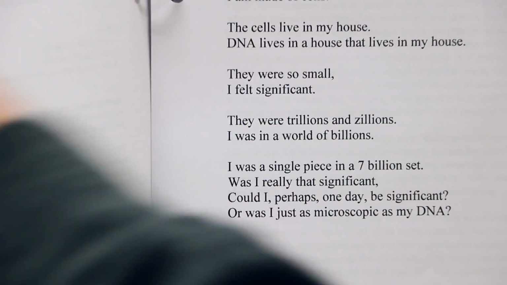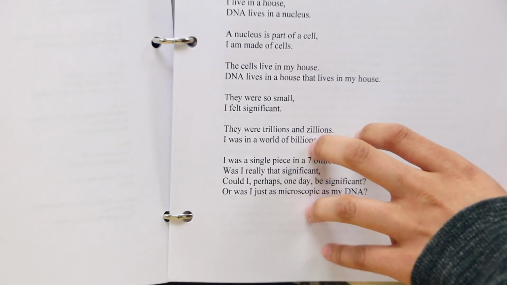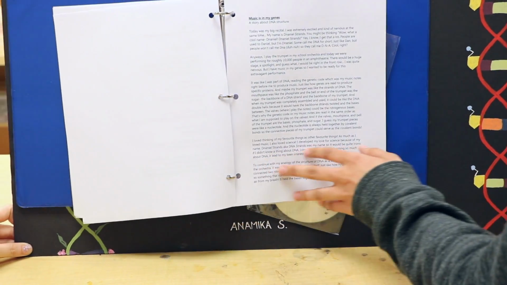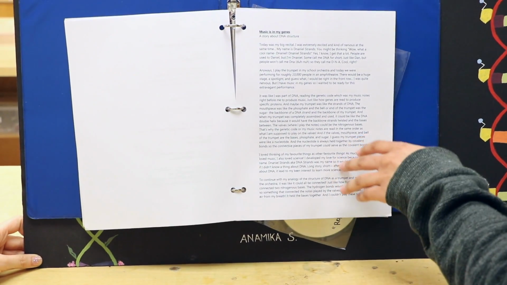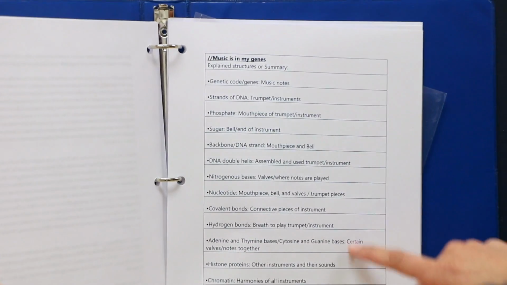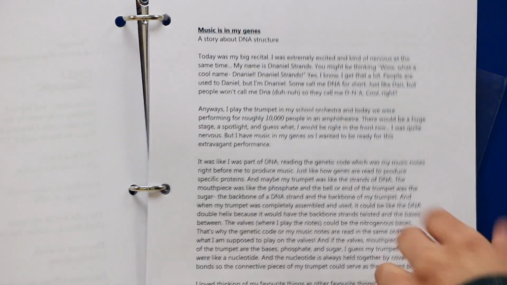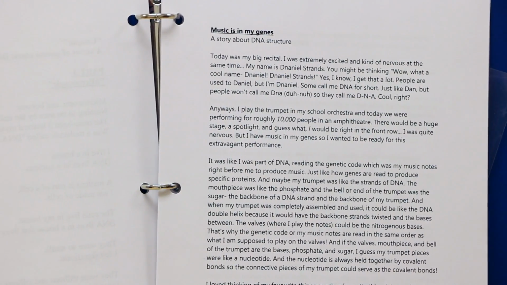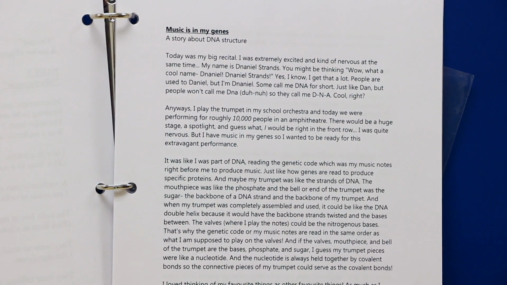So that's one of my poems. This is like the 3rd part of that poem. I also wrote a story about DNA structure. It's called Music is in My Genes. I actually have an analogy within the story. So I'm comparing DNA and the structure of DNA to instruments and an orchestra.